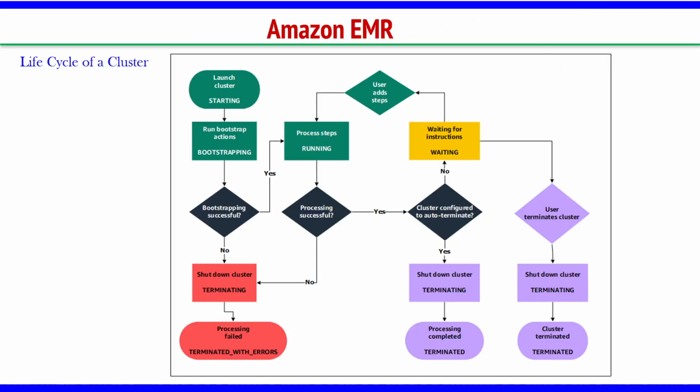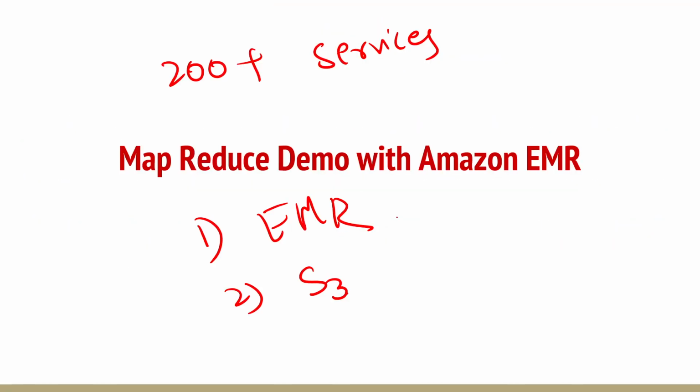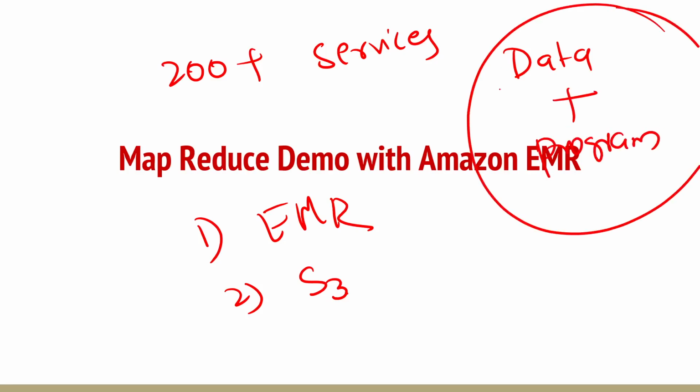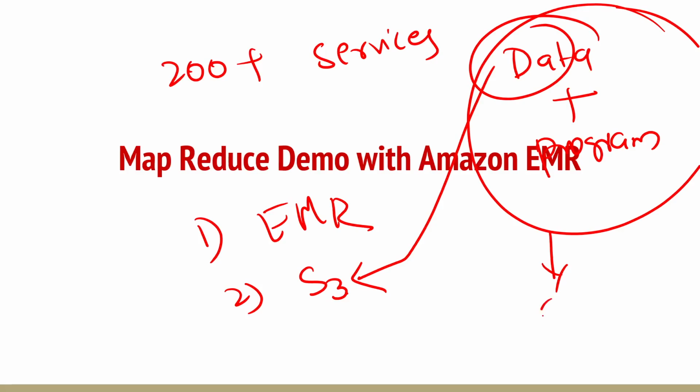Where is my data here in Hadoop and big data? Where do I store? See, data plus program. This is my input for the big data for processing it. So this data I will be storing in S3. We will be storing all our input data and the output data generated in the S3 bucket.